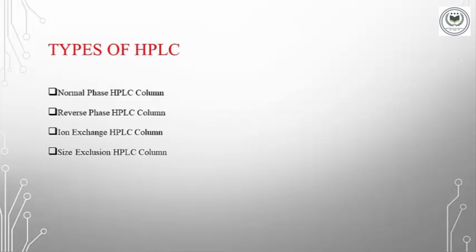Types of HPLC. First is normal phase HPLC column. Second, reverse phase HPLC column. Third, ion exchange HPLC column. Fourth, size exclusion HPLC column.